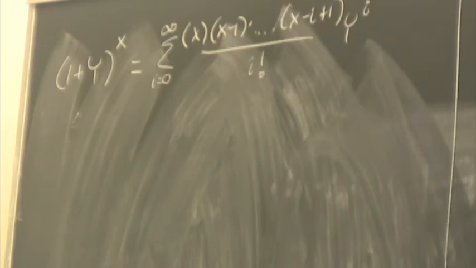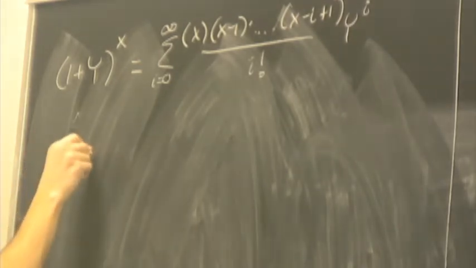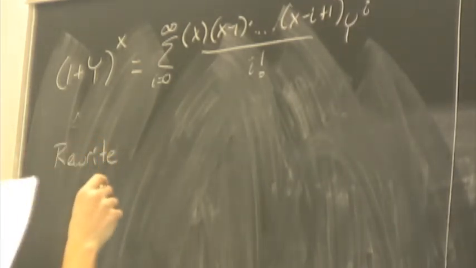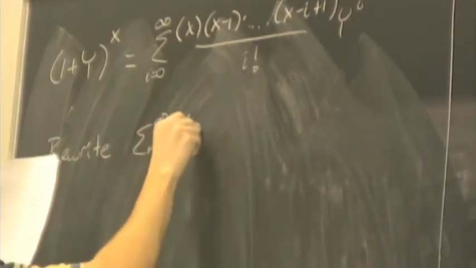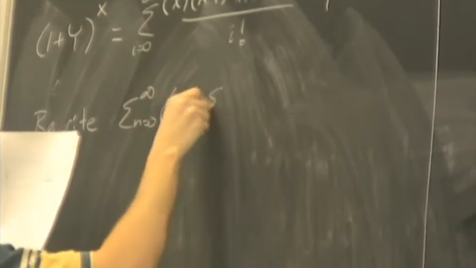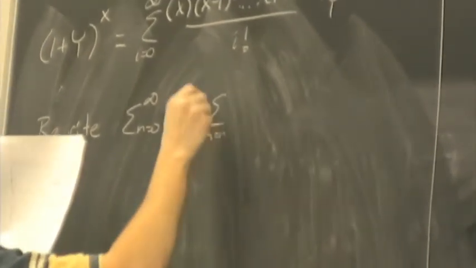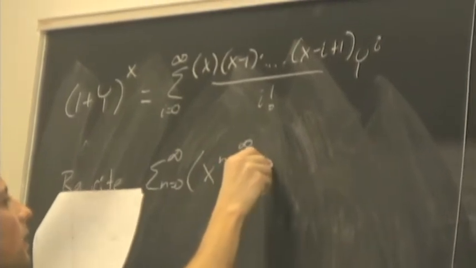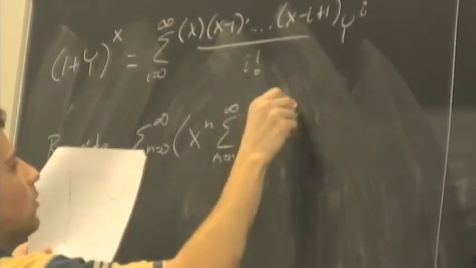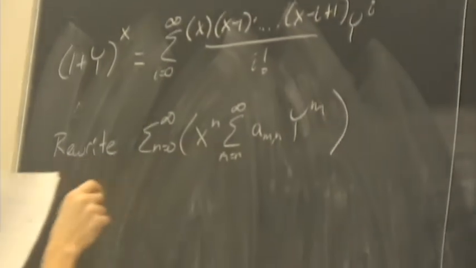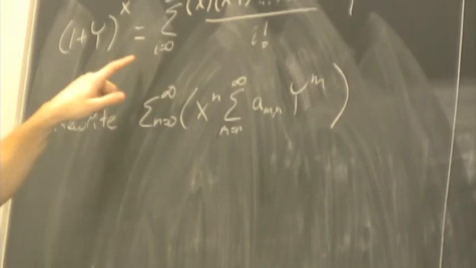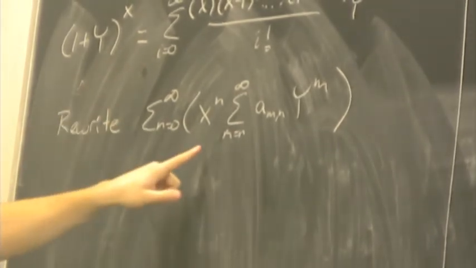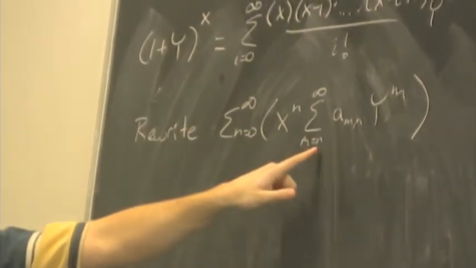Okay, so if I'm thinking of this thing as a series in X, I can rewrite it in the following way. So this is going to be the sum n equals 0 to infinity of x to the n, times the sum m equals n to infinity of a_{m,n} y to the m. Okay, so it comes from the properties of this funny binomial series that we don't have any m for anything smaller than n.